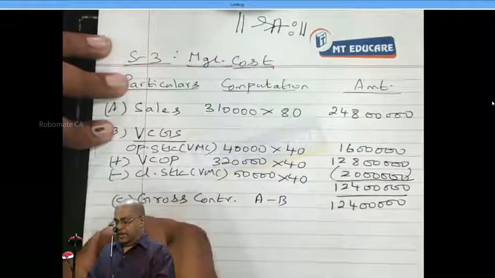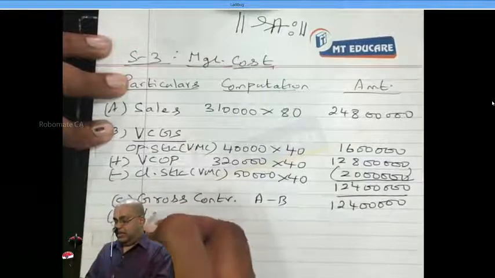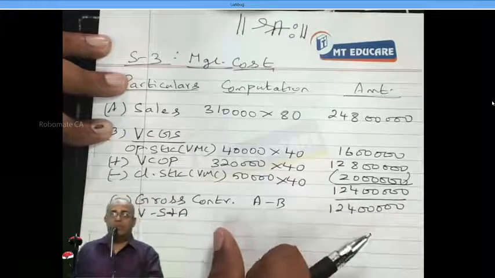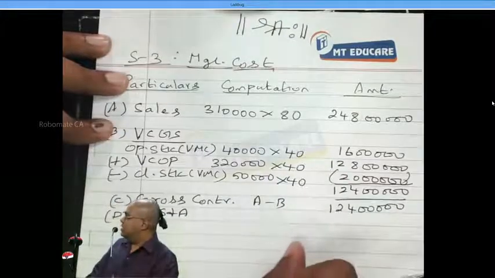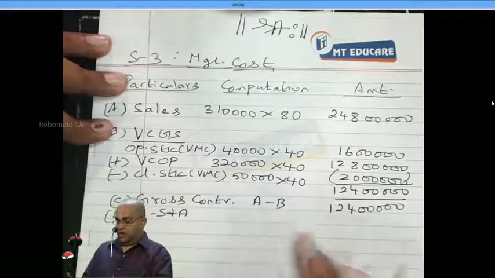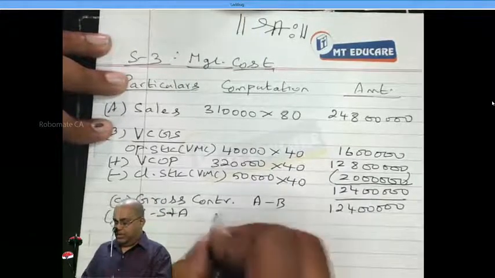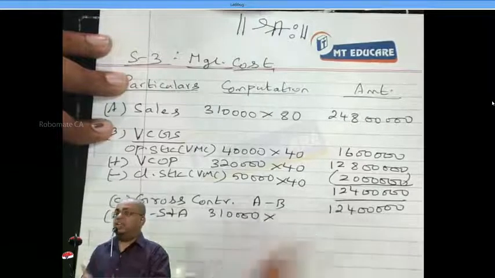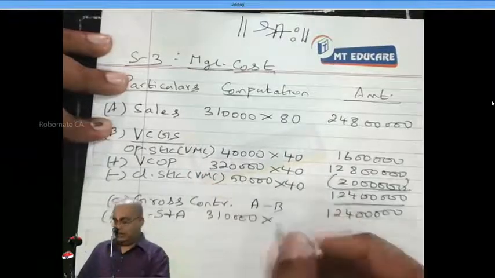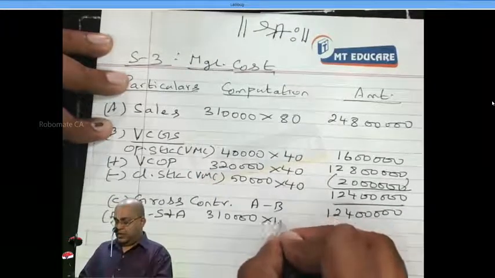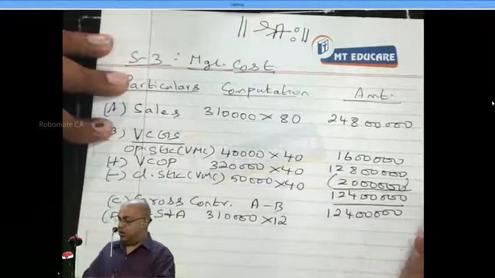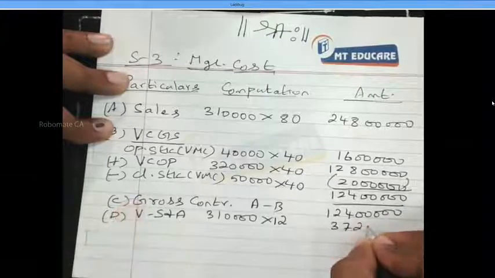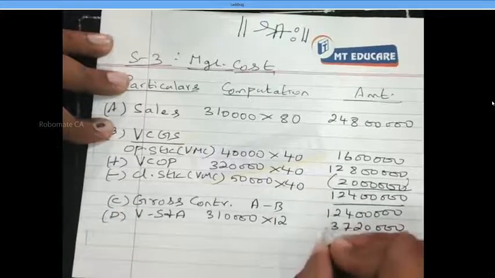Capital D. What is capital D? Variable selling and administration expense. How many units have I sold? 3,10,000 units. Look at the workbook and tell me what is the variable selling expense per unit? 12 rupees, right? Okay, 3,10,000 units into 12 rupees. Tell me the amount. 37 lakhs 20,000. Am I right or not?